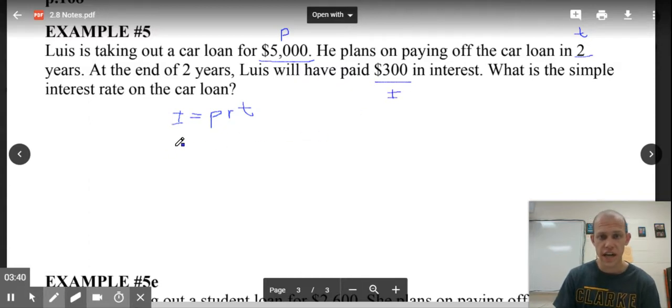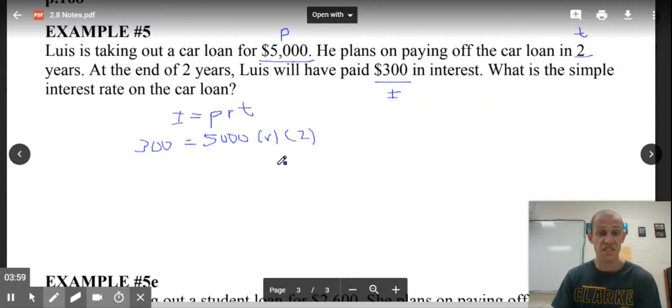So filling in everything I have, I is 300, P is 5,000, R I do not know because it's not anywhere in the problem from my labeling, and T is 2. Because it doesn't say I have to find an interest rate in months or an interest rate in years, I can pick and choose. Since I was given 2 years, my interest rate will be in years. So at this point, I just have to solve for R. And I do that by doing all the stuff that I can right away. So there's nothing on the left side of the equal sign that I can do.